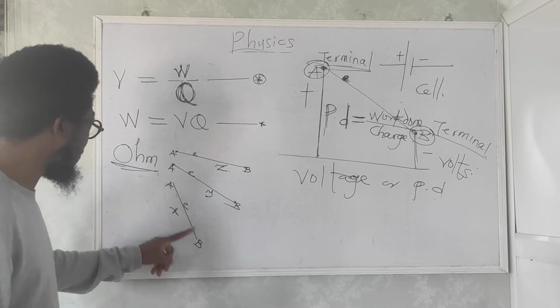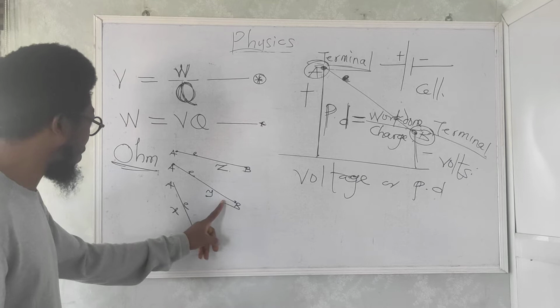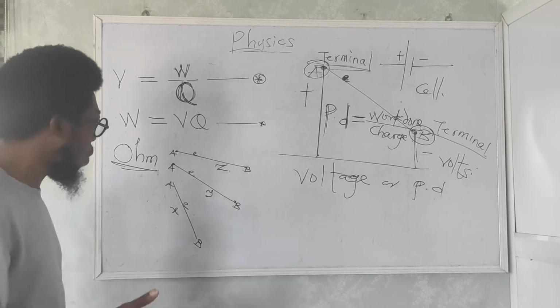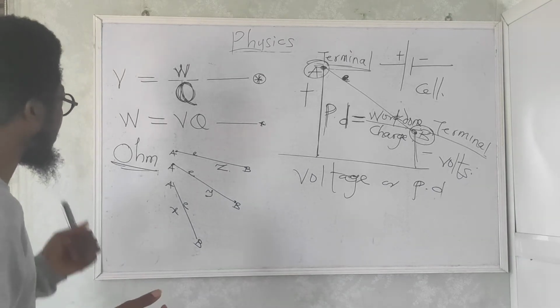Because the potential difference is highest. Followed by Y, because the potential difference is a bit high too. Then it will be very slow here. Why? Because they have low potential difference. So I can start thinking.